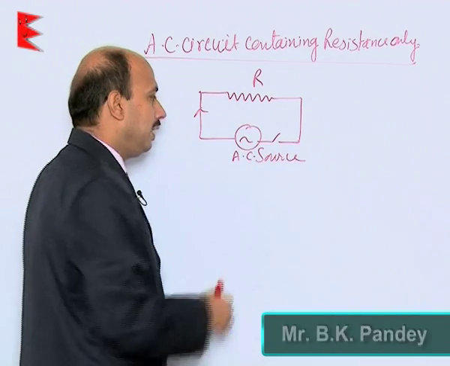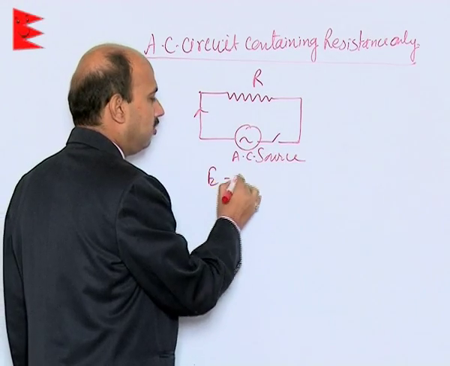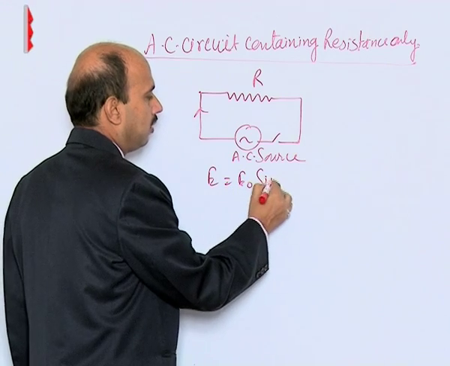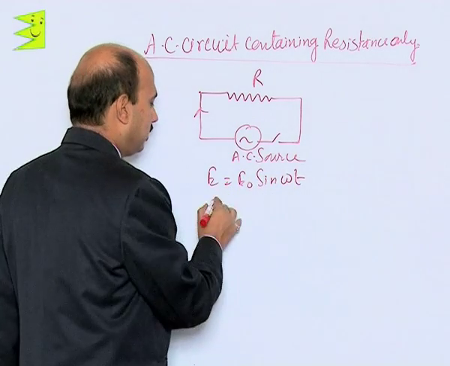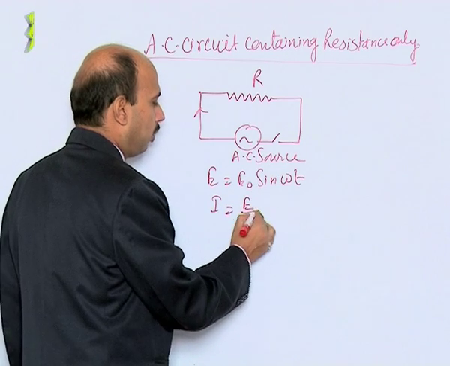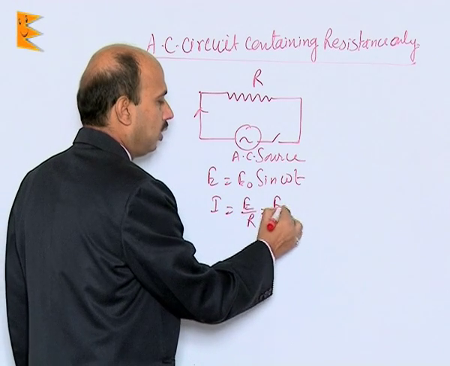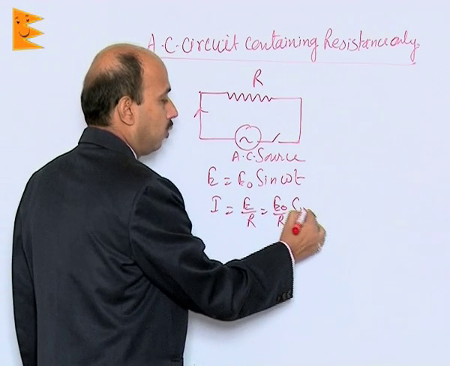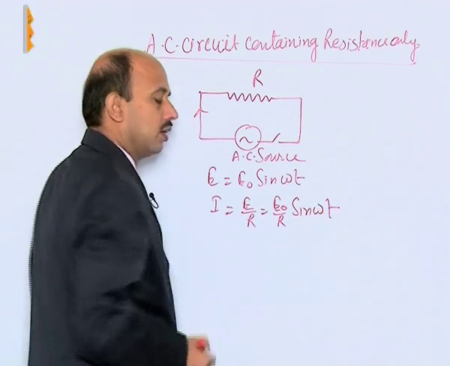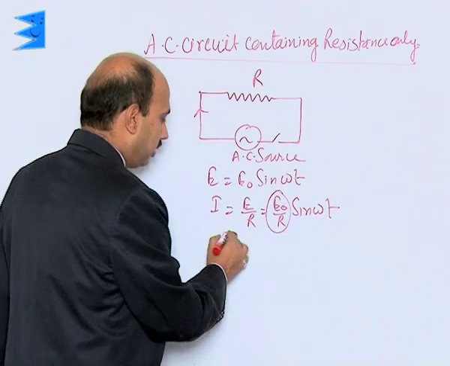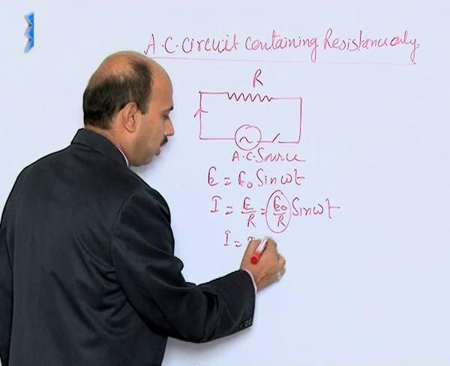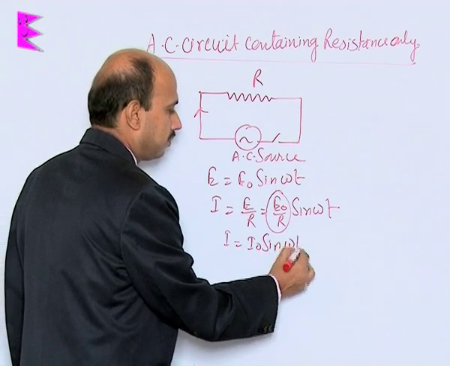So, when you apply EMF at an instant, that is E, you write E is equal to E naught sin omega t. And now current can be calculated in this circuit, I is equal to E upon R. So, that is here E naught upon R sin omega t, and E naught upon R is the peak value of current, that is I is equal to I naught sin omega t.